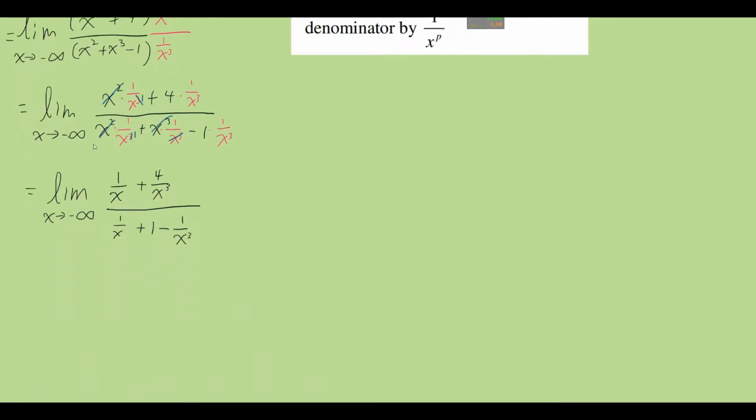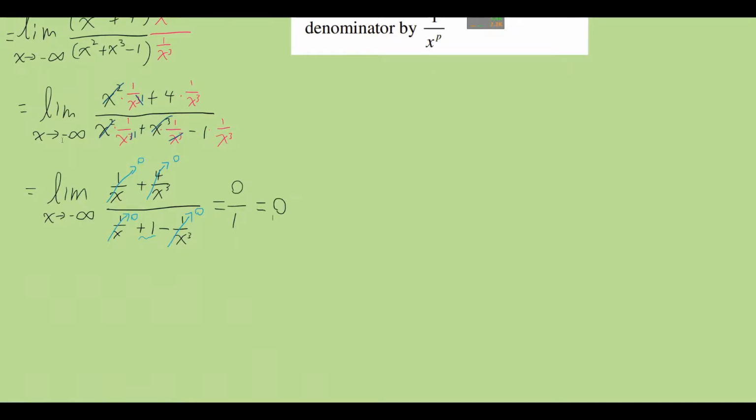Okay, so let's see. When we take the limit as x approaches infinity, we can look at each one of them one by one, just like before. So 1 over x is going to go to 0, as x approaches negative infinity. Same thing for this one, going to 0. That's going to go to 0 as well. The 1 here will stay as a 1, no matter what x value is. And the last one, 1 over x to the third power, that's also going to go to 0. So what we have left is 0 over 1, which is 0.